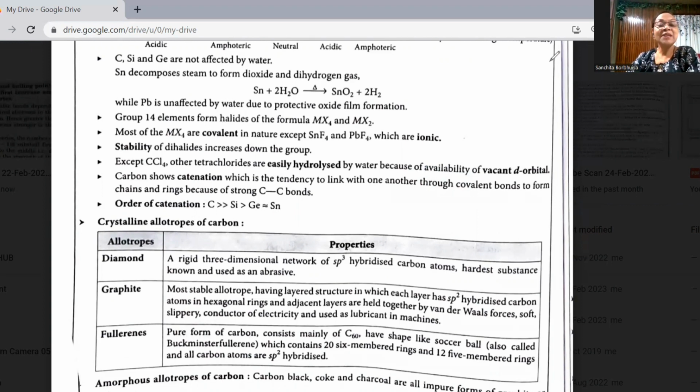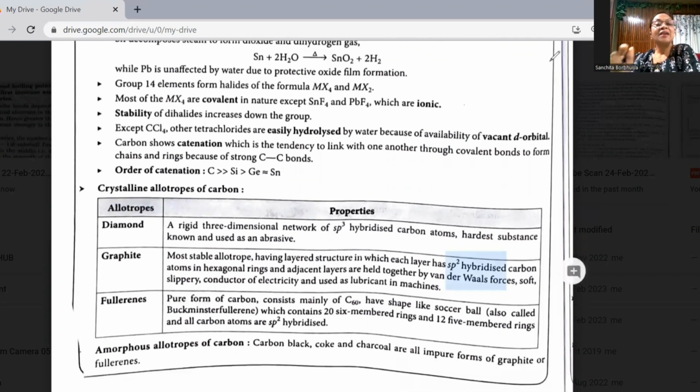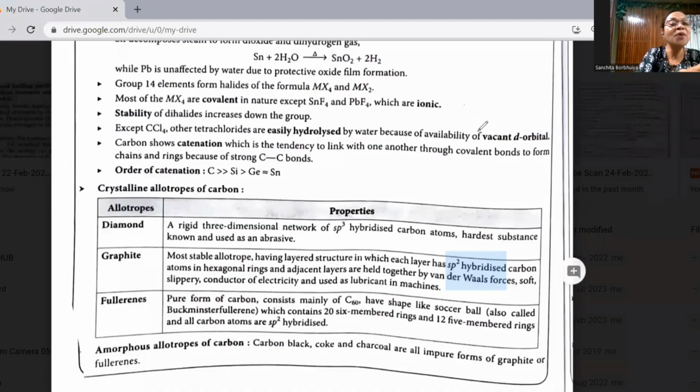The group 14 element halides like MX2 or MX4 are covalent, except, when I say except, that is where you need to take your highlighter and note it down. What are the exceptions? Most of the MX4 are covalent in nature except SnF4 and PbF4, which are ionic. Fluorine, being the most electronegative element in the periodic table, has a lot of polarizing effect, and it polarizes the cloud to such an extent that it increases the ionic character and decreases the covalent character, if I'm observing Fajan's rule to its best.